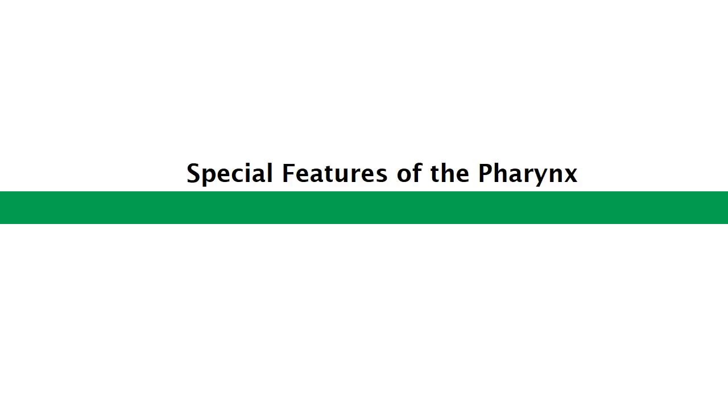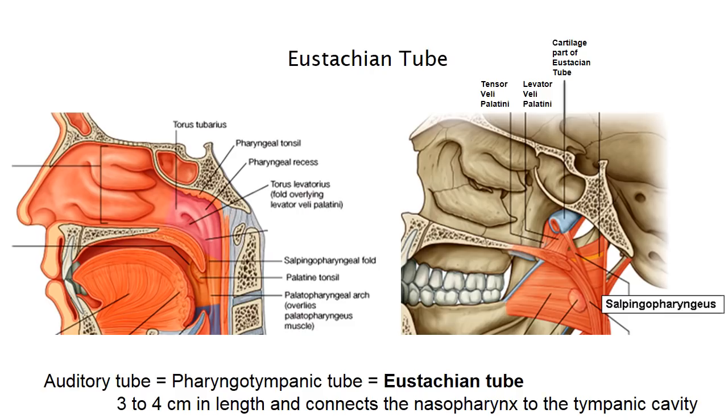So now let's switch gears a little bit again and talk about some of the special features or special structures that we'll see within the pharynx. Earlier we discussed the salpingopharyngeus muscle that emanates from the eustachian tube in this area and pulls down to open the eustachian tube. So this eustachian tube or auditory tube, also called the pharyngotympanic tube, connects the nasopharynx to the tympanic cavity. Now that tympanic cavity is in the middle ear, so we're connecting the middle ear into the pharynx, if you will.